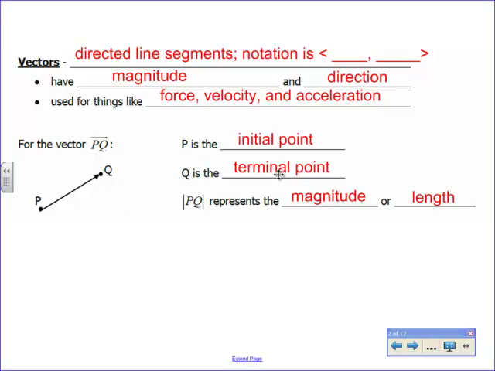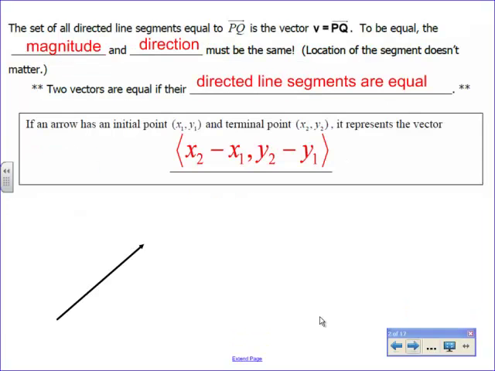The representation for our magnitude, which is also known as length, the magnitude of this vector, is using the absolute value symbol. Remember that absolute value symbol means the distance from 0 on a number line, so it really indicates distance to begin with. So we write the magnitude of our vector by using that absolute value symbol.